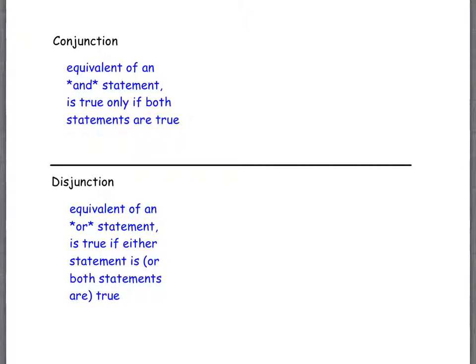The two we're going to talk about first are conjunction and disjunction. I don't have a slide in here for the if-then, which we'll do in a minute. But a conjunction is the equivalent of an and statement. So things that are and. So something like, I am a math professor and I am a mom.